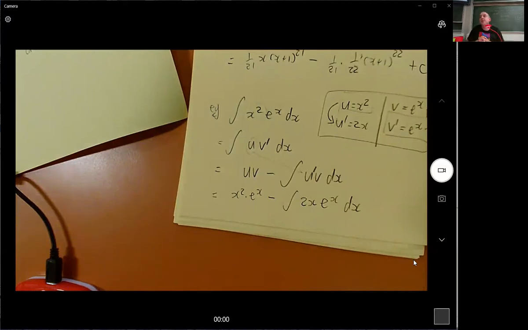And oh dear, it's still not something I know how to do. But this is what you're supposed to do. You're supposed to look at it and go, do I know how to do that? No, rewriting is not going to work. Substitution is still not going to work. Integration by parts. Let's do another one.